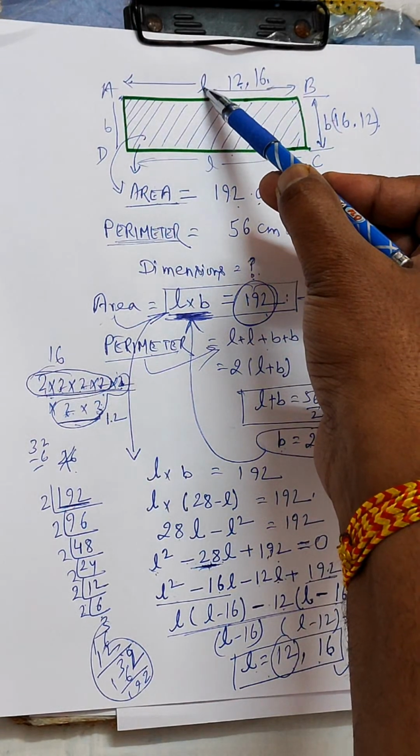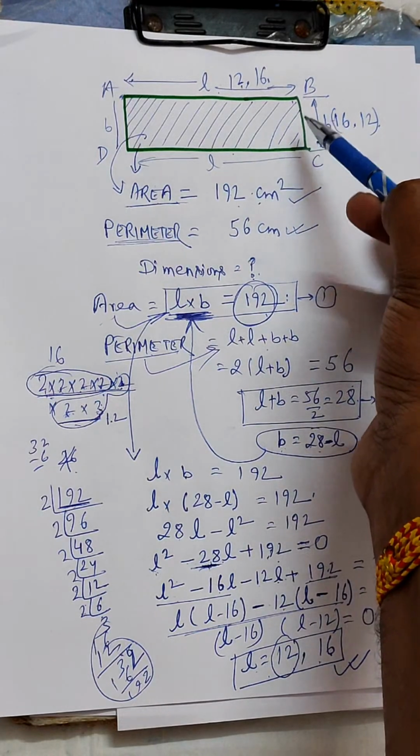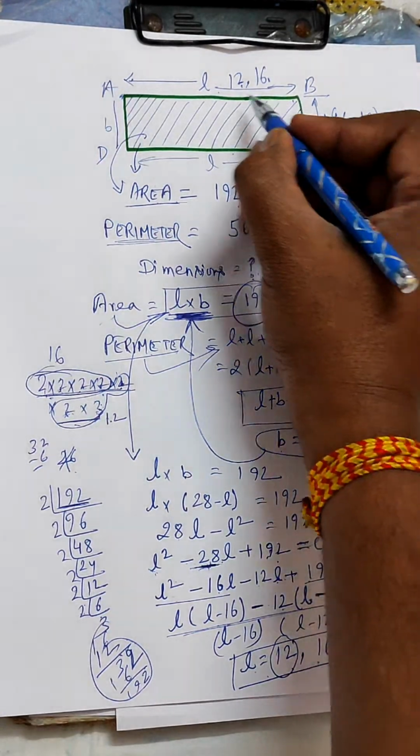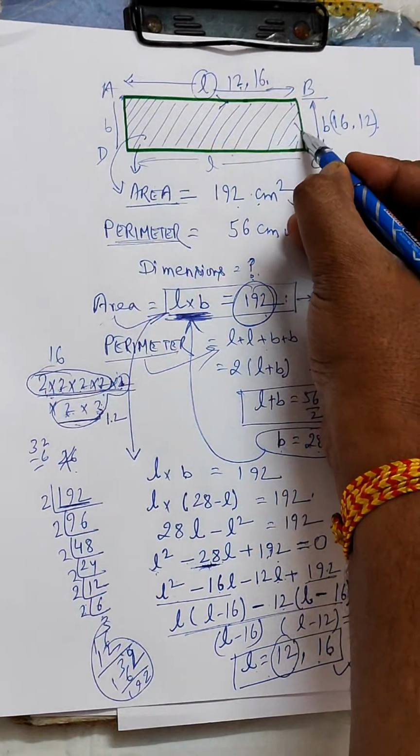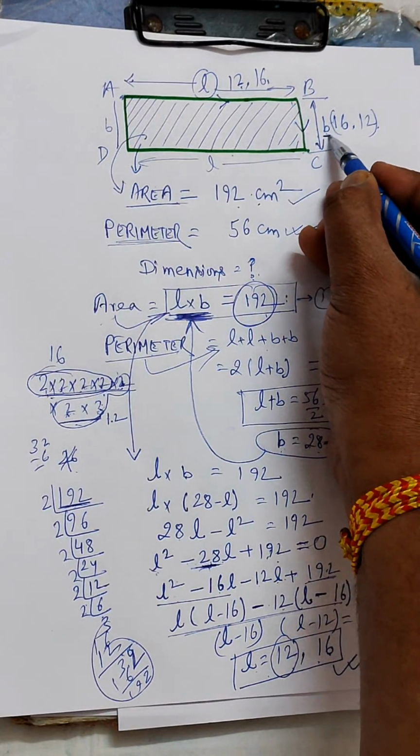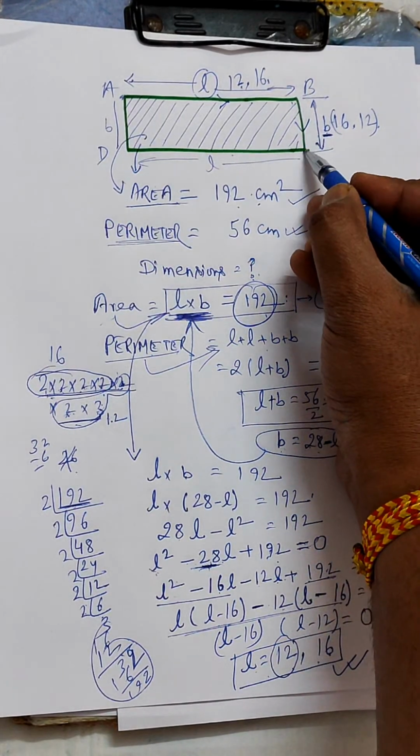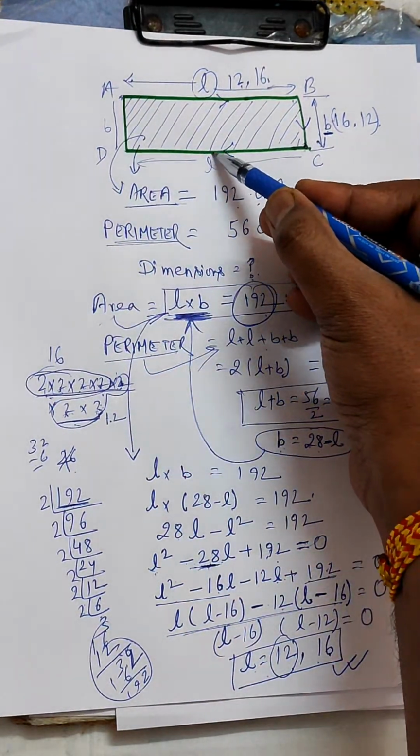L, right? And when you reach B, you need to go to C because this is the path, right? So from here to here you covered L. From B to C, when you go this way, you covered B, right? This B. And from C to D, when you go like this, you cover another L.